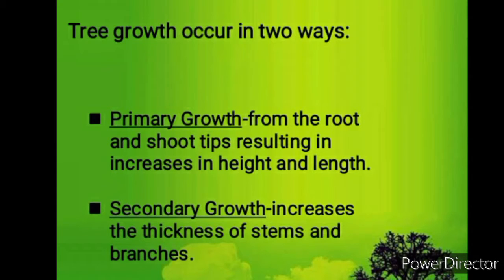Growth from the root and shoot tips resulting in increases in height and length is called primary growth. Growth that increases the thickness of stems and branches is called secondary growth. Primary growth occurs in small areas called apical meristems. All leaves, height growth, and increases in the length of branches and roots are the result of growth at the apical meristems. Tree stems, branches, and roots also increase in diameter through secondary growth. Upon peeling the bark of a branch, the soft inner layer of bark next to the wood is revealed.